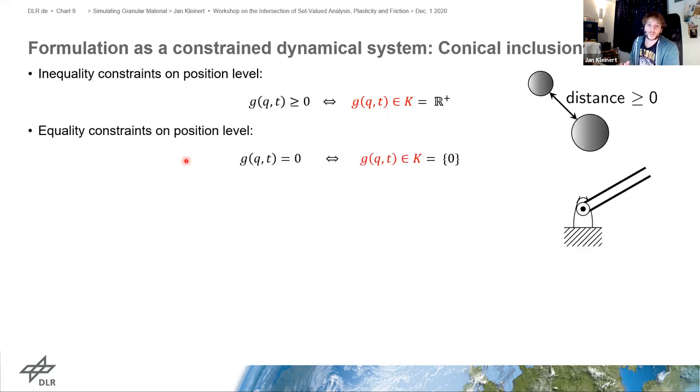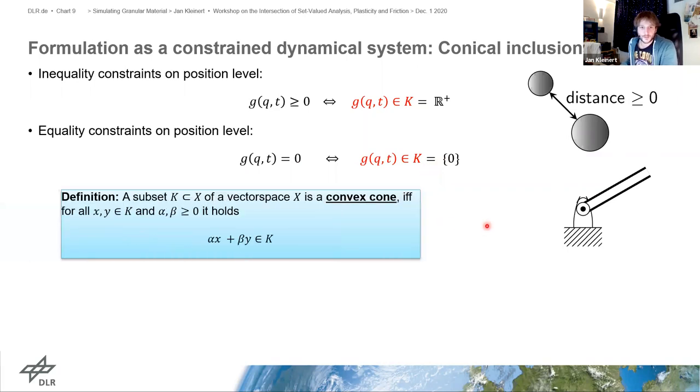Now, suppose I want to have equality constraints as well. So maybe I want to glue two particles together, or I want to add a multi-body model of my excavator monolithically in my calculations, where I want to have idealized constraints. So let's just say I want equality constraints. Then I can reformulate these also as inclusion in some set. So this would be the set that contains only the zero, right? At this point, I can give you a definition, but I think everybody is comfortable with that.